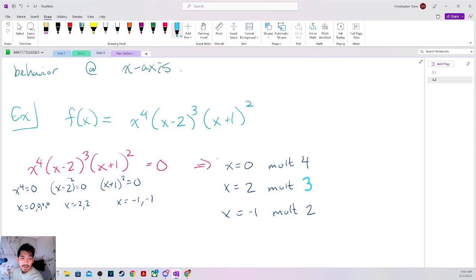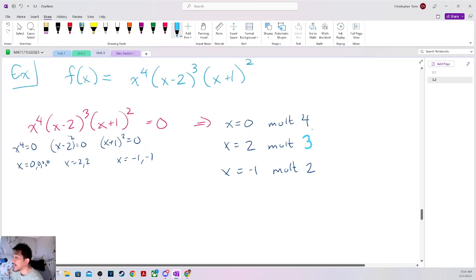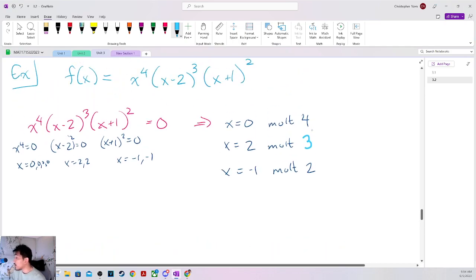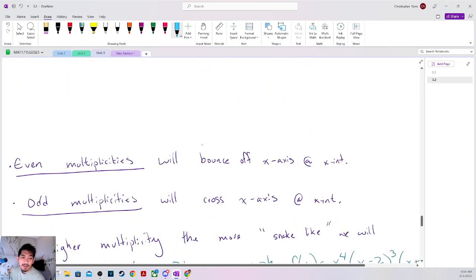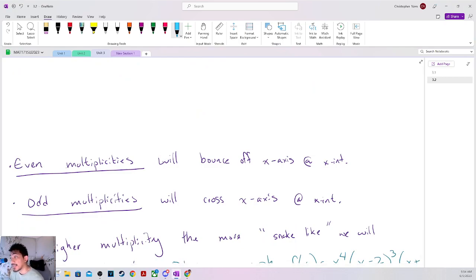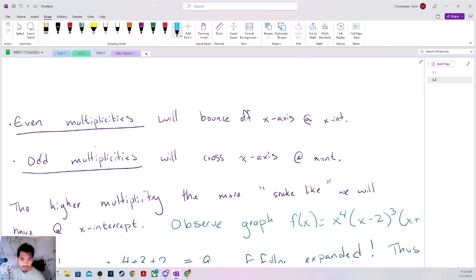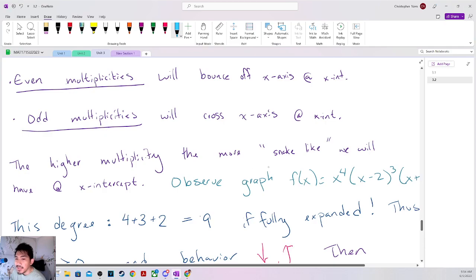So now I have all these multiplicities right here. This is how many times the root appears or repeats. Now here's a little property that we need to know. If it has an even multiplicity, when it touches the x-axis, it will bounce off the x-axis. If it touches the x-axis at an x-intercept with an odd multiplicity, it will cross through the x-axis. The higher the multiplicity, the more snake-like it will behave at the x-intercept.